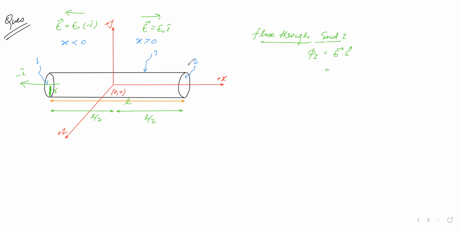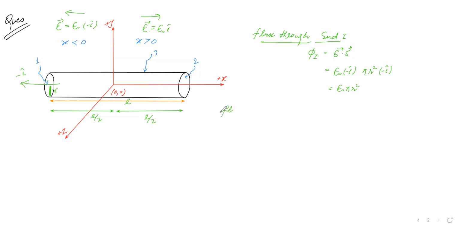Finally, we can write the value of E, the electric field in the region 1, is E naught minus i cap. And what is the cross-sectional area? Your cross-sectional area will be pi r square. And what is the direction of this cross-sectional area? This also lies in the minus x direction. So you should take it as minus i cap. Finally, we got E naught pi r square, since minus i cap dot minus i cap becomes 1. Okay.